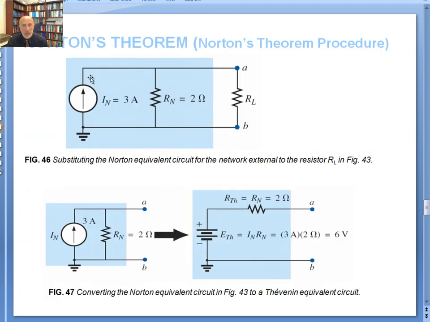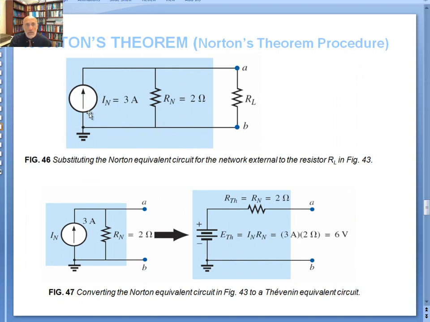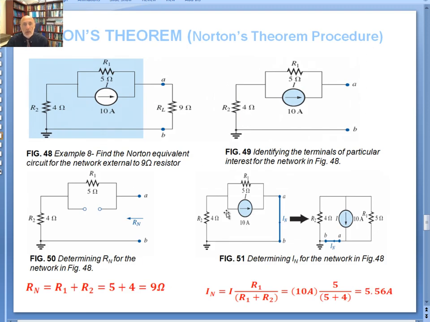But you have to keep track of which direction the current is flowing. So that's your I sub n, and then put R of n, which is 2 ohms, in parallel with it, and that's your R of n. If you really want to calculate the Thevenin's equivalent for that circuit, you just do a source transformation here. 3 times 2 is equal to 6. And then put the 2 ohm resistor connected in series with it. So we're not doing anything new when we're doing Thevenin.